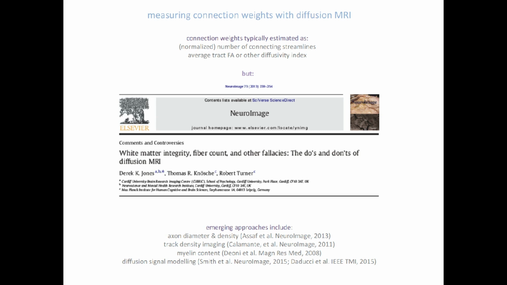Now there is hope. There's a lot of active work being done on trying to derive more quantitative estimates of connectivity using different models of the diffusion signal. People are starting to look at trying to get measures of axon diameter density, myelin content, and so on. But these are quite new techniques, and hopefully will start to proliferate and become more accepted in the next 5 to 10 years.